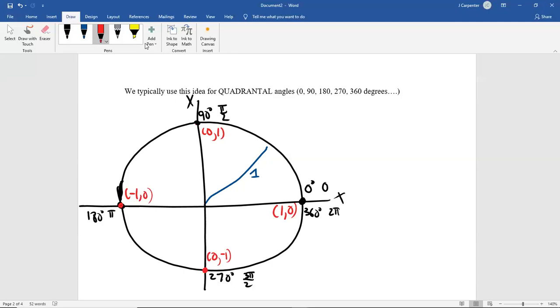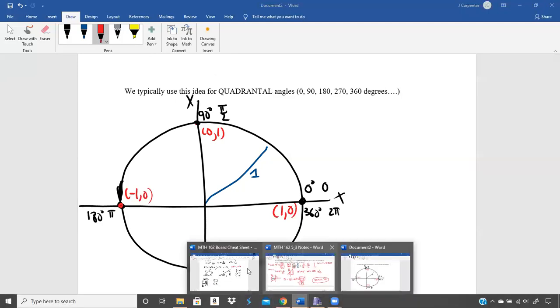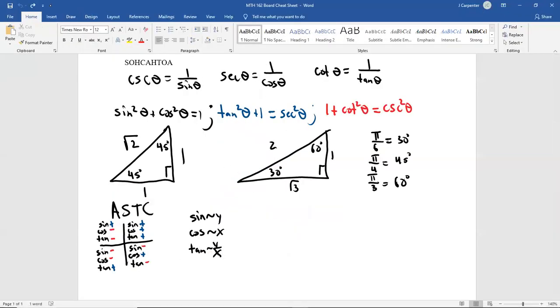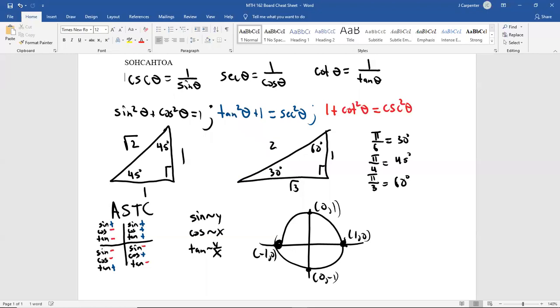This is going to be the next thing that I add to my cheat sheet over here. I'll start drawing a quick little circle with points on it. 1 comma 0, 0 comma 1, negative 1 comma 0, and 0 comma negative 1. This is the next thing that we'll reference over and over again. These are our quadrantal angles, because the sine and cosine we'll use paired together.